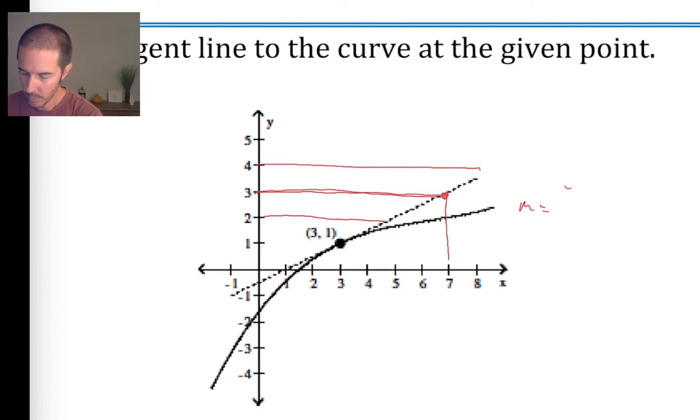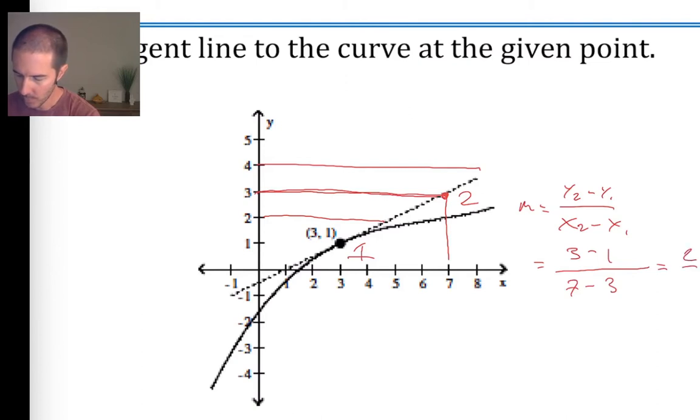So m would equal y2 minus y1 over x2 minus x1, which in this case, let's use this as our second point and 3, 1 as our first point. So our second y value is a 3, our first y value was a 1, our second x coordinate was a 7, our first x coordinate was a 3, so we have 2 over 4, which is equal to 1/2. And I would agree with that. That line doesn't look like it's all that steep, so that one's got a slope of approximately 1/2.